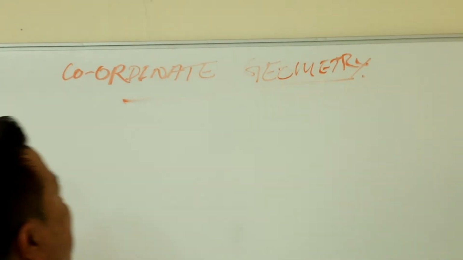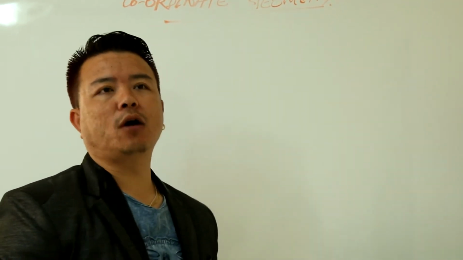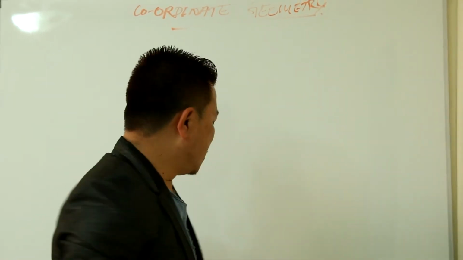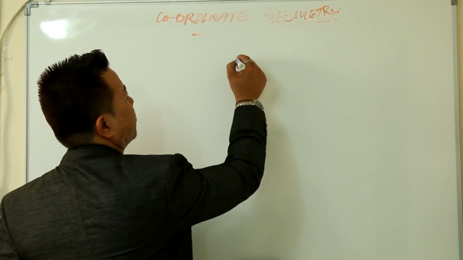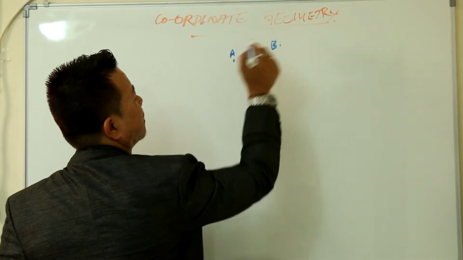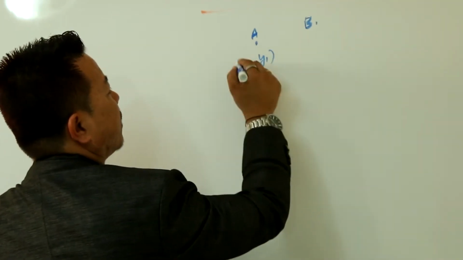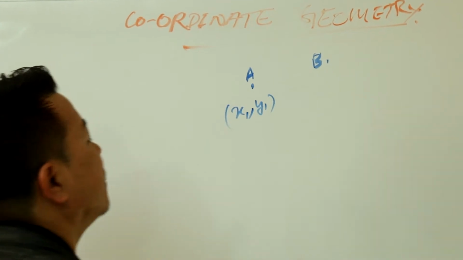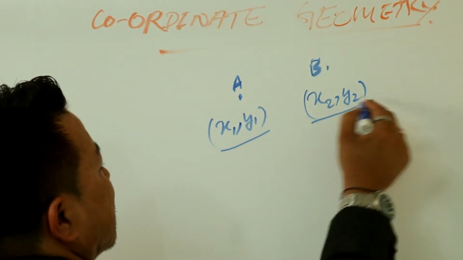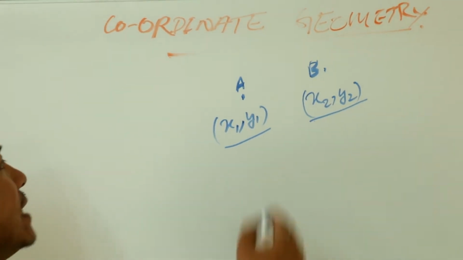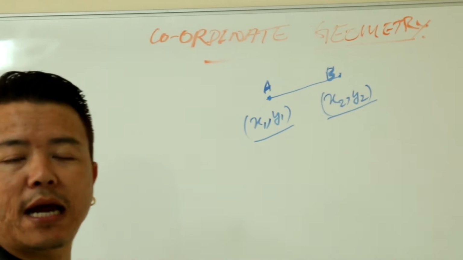Coordinate geometry. Today in this lesson we are going to do how to derive the distance formula and how to derive the section formula along with the midpoint formula. So what is the distance formula of any two given points? For example, two points, point A and point B, and the coordinates of point A are x1, y1, and the coordinates of B are x2, y2. Now with these two given points, we can find the distance between A and B using the distance formula.